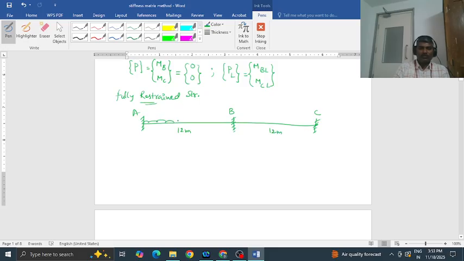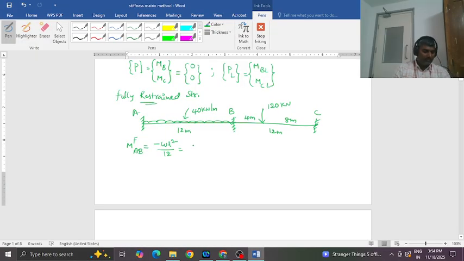Now consider the loads. This is a 40 kilonewton per meter UDL and an eccentric point load of 120 kilonewton with 4 meters and 8 meters spans from either ends. Now you see AB is a fixed beam with UDL. BC is a fixed beam with eccentric point load. Now we are able to write the fixed end moments. MFAB, fixed end moment at A in AB, is minus WL square by 12. So what is the value? Minus WL square by 12.